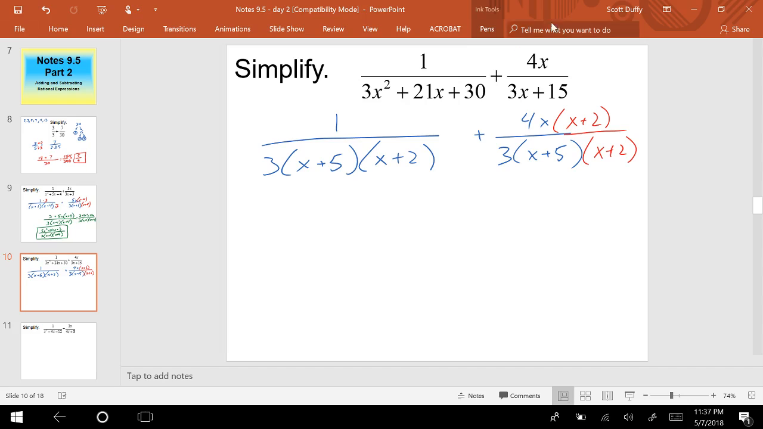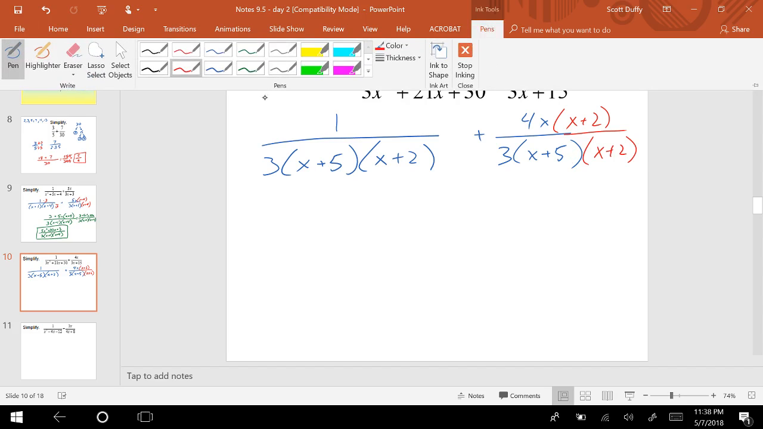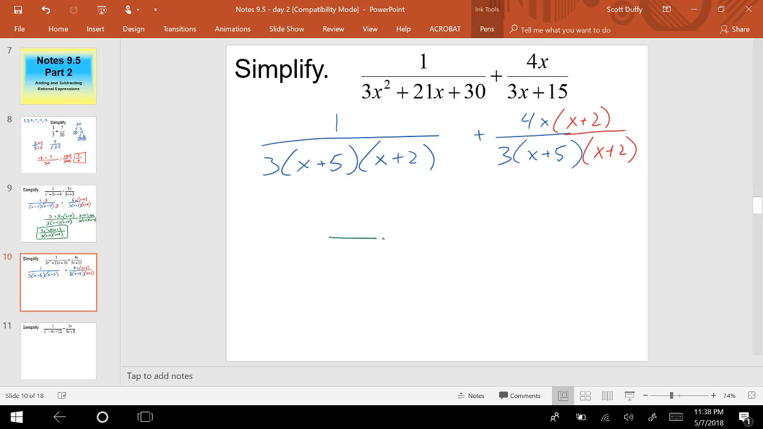And you ask yourself, okay, what does this denominator on the left have that this denominator on the right doesn't? Well, it doesn't have anything extra. They both have the same now. So I will start simplifying. Still have the 1 on top, plus the 4x times x plus 2, all over 3 times x plus 5 times x plus 2.